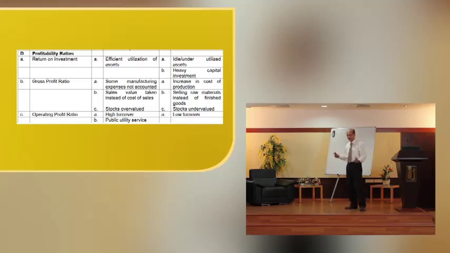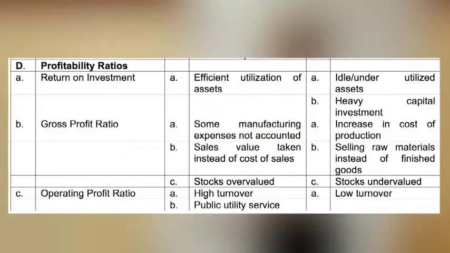These are all the signs or interpretations that can be drawn when this ratio shows any variance up and down. Then the operating profit ratio: if the ratio is high, the turnover is more, it's a good sign. And the second one is public utility service. The other service, public utility service, and naturally the operating profit ratio would be on the high side.